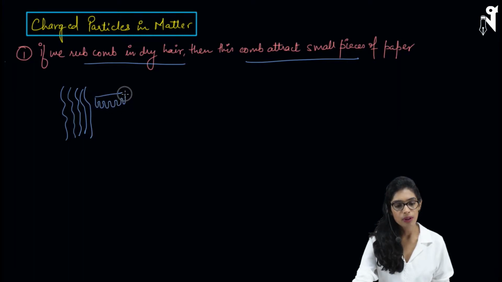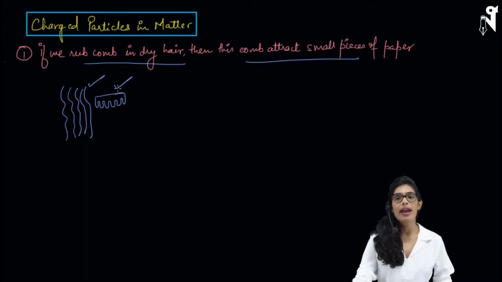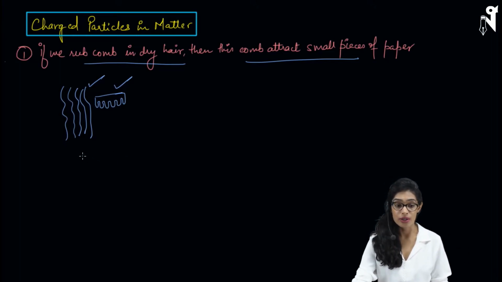This is the comb. Okay, my drawing is very poor, so please ignore that bad drawing. And our hair strands as well as the comb, everything, in fact all matter, is made up of atoms. I have already mentioned that. So let me just draw it in a little more expanded version.